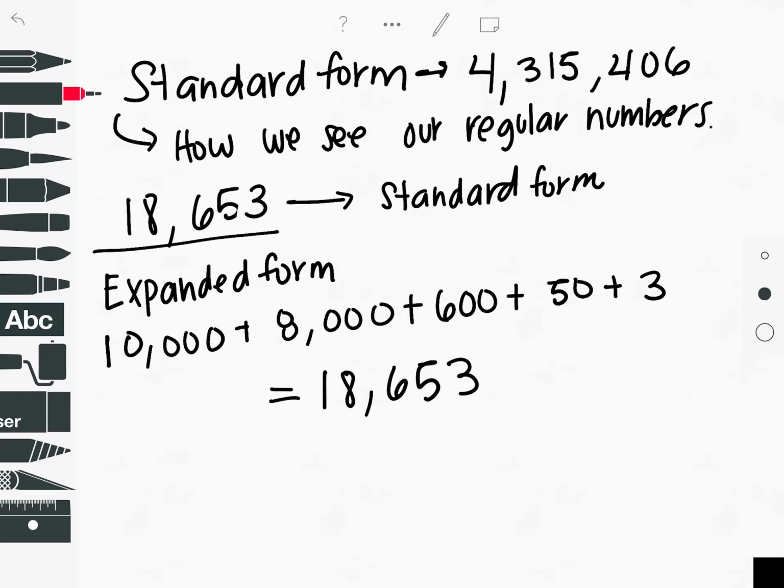So for example, if I know 3 is in my ones, it's right here, we would just write 3. 50, what value is the 5 in? It's in the tens, so I know it means 50. What value is the 6? We're in the hundreds, so we're going to write 600. And what value is the 8 in? It's 8,000. So you're going to write 8,000. And what value is the 1 in? We have 10,000. So you have 18,653. Let's do another one together.